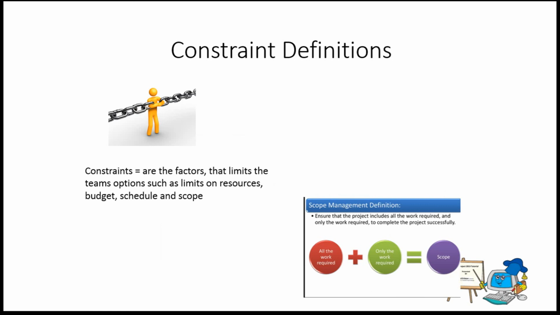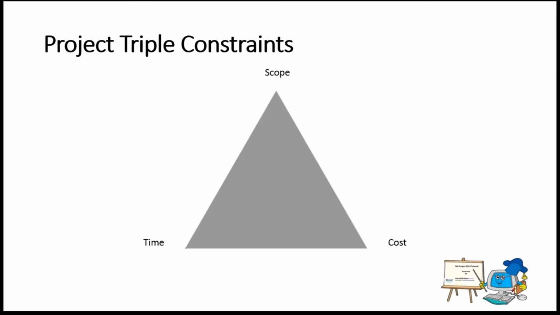Constraints are factors that can limit a team's options within a project. There are many types of constraints within a project, and we will discuss these as we go through the training. Next we have the triple constraint. Here we will discuss the triple constraint. The triple constraint consists of 3 items: scope, cost, and time. A change to one of them will affect the other.